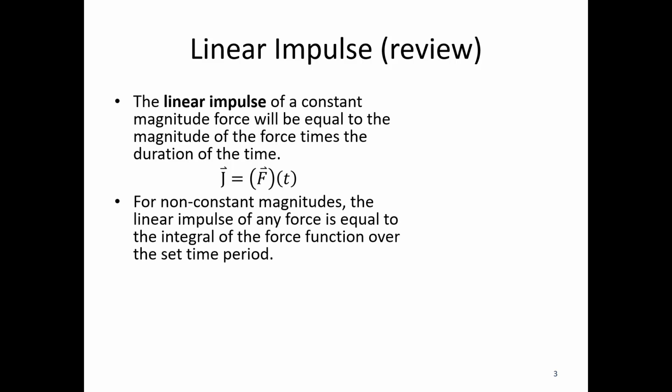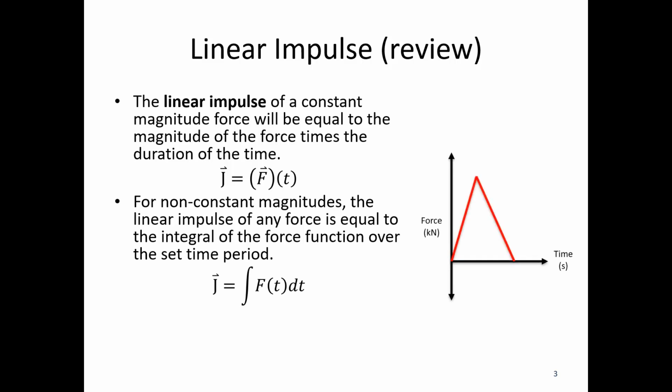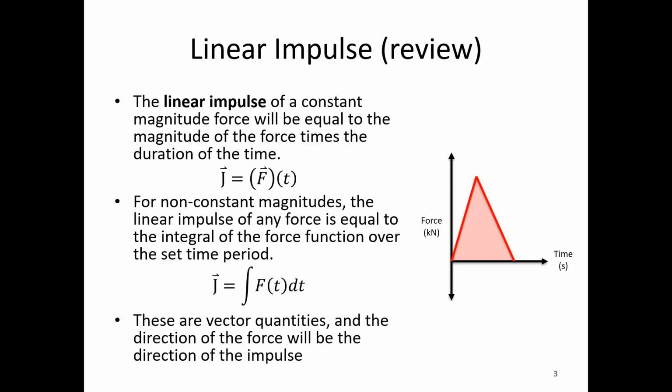If we have a non-constant magnitude force, the linear impulse of any force is simply going to be the integral of the force function over that set period of time. So the integral of f of t dt. Imagine some force function over time: the area under that force function curve is going to be my impulse. These are both vector quantities, and again, the direction of the force is going to be equal to the direction of the impulse itself. Here in this course, we're only going to deal with constant direction forces. We're not going to deal with impulses from forces that change direction over time.